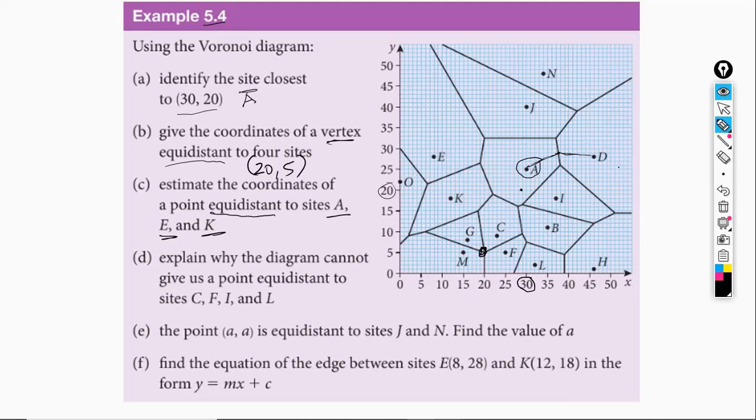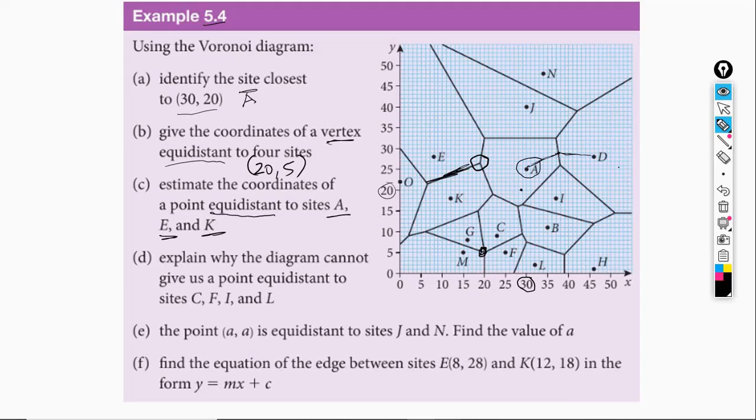Okay, what do I mean by that? For example, here we have an edge that is shared by E and K, but not by A. But this vertex here is. That vertex is shared by E, A, and K, and therefore that point has to be equidistant to those three sites, A, E, and K. And let's estimate that coordinate.